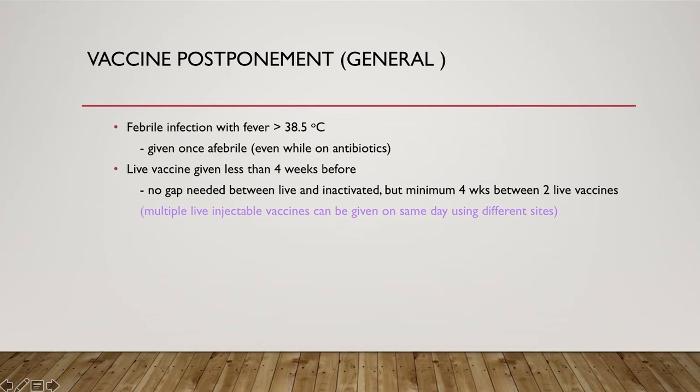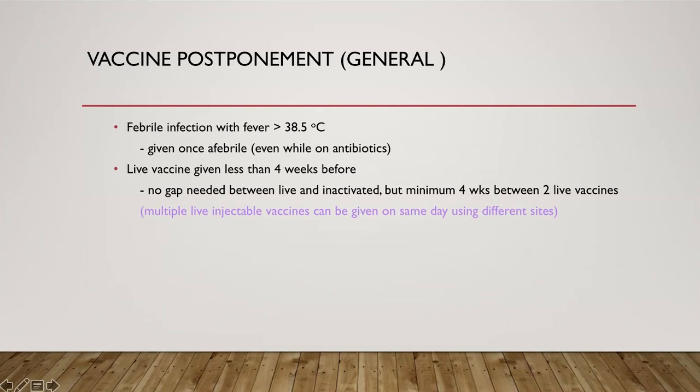What are the situations where you might need to postpone the vaccine? So postponement is not a contraindication. We are just postponing until the child recovers from the condition which is under scrutiny. So one such situation is a febrile infection with a fever more than 38.5. Mild fever like 37.2 or 37.3 is not an indication to postpone the vaccine. You can give it. But if the fever is more than 38.5, better to postpone the vaccine. And it can be given once the child becomes afebrile.